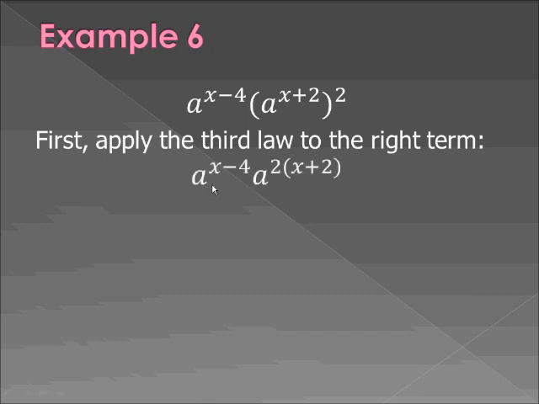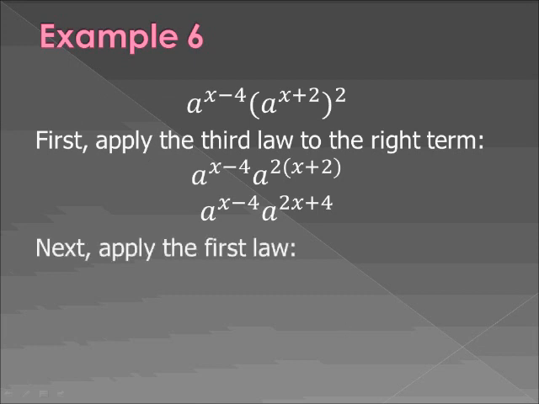So the left term stays a to the x minus 4 for now. The right term becomes 2 times the quantity x plus 2. So this term ends up looking like a to the 2 times the quantity x plus 2 power. Now you distribute the 2, and that's what you get. Now again, you are multiplying exponents with the same base, the base of a. So what you're going to do is add the exponents together under the first law. So a to the x minus 4 plus the quantity 2x plus 4, and just like in Algebra 1, you add like terms together. The 4's cancel out, and you end up with a to the 3x power.